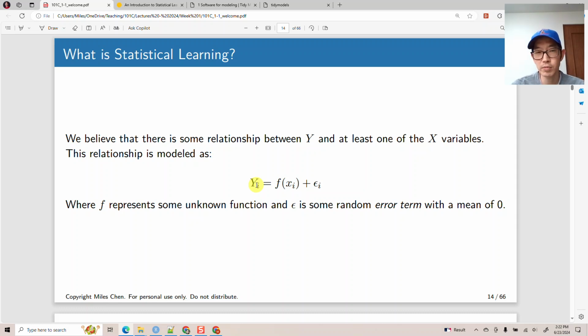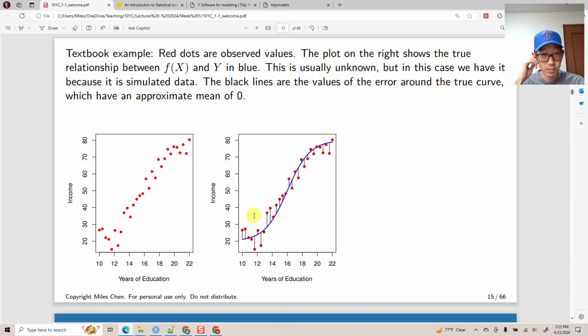So f represents some unknown function, and the whole idea of statistical learning is that there is some kind of function, and we're trying to figure that out, or at least figure out an approximation for it. But there's always going to be some leftover thing that can't be explained, and that's going to be the error term. And we're assuming that error term has a mean of 0, so that overall this function approximates the true relationship to y.